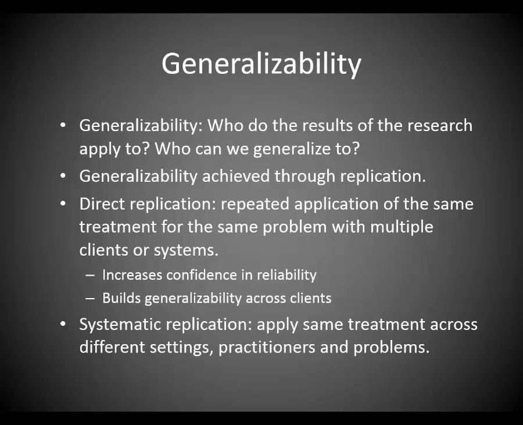Now, when we do things like direct replication, it helps to establish whether or not this might be generalizable to other clients at our agency. And it also helps to increase confidence in the reliability or the consistency of the interventions that we're using. And then even beyond replication at our agency, which is direct replication, we can use what's known as systematic replication, where we apply the same treatments across different settings, across different practitioners, and also across a range of different problems.